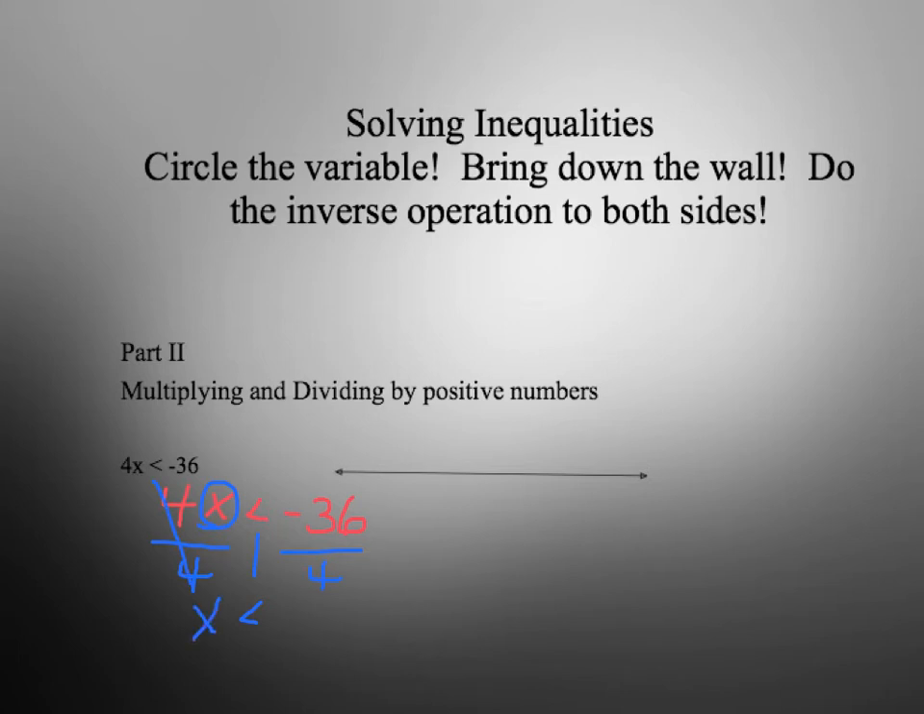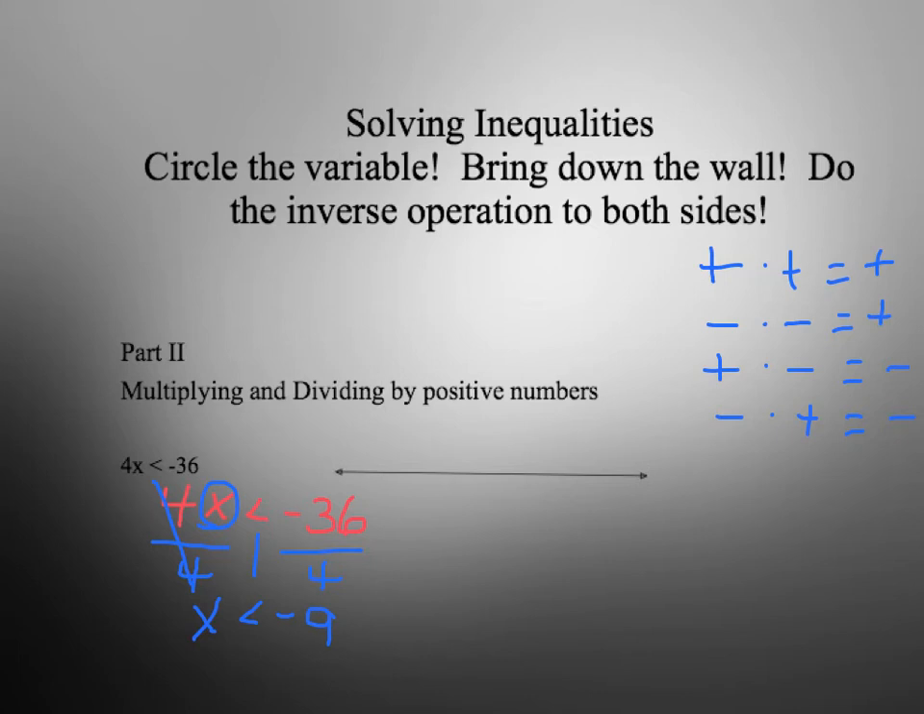And then I know that a negative divided by a positive is a negative, and 36 divided by 4 is 9. And if you need a quick reminder, remember a positive times a positive is a positive. A negative times a negative is a positive. A positive times a negative is a negative. And a negative times a positive is a negative. And remember, that goes for division also. Same rules for multiplying and dividing.